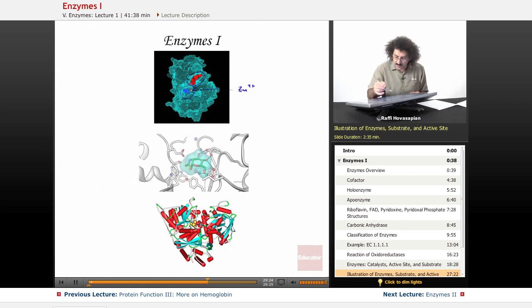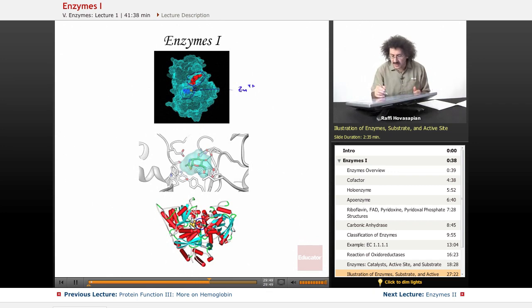Here we had a surface image. Here we have a ribbon diagram. Again, you can see the substrate is actually right here, and it looks like it's deep inside of this particular enzyme. It looks like maybe the enzyme opened up, substrate came in, and it closed itself around it. That often happens. We'll be talking about that a little bit later too, something called induced fit.